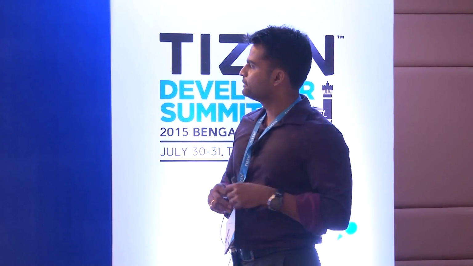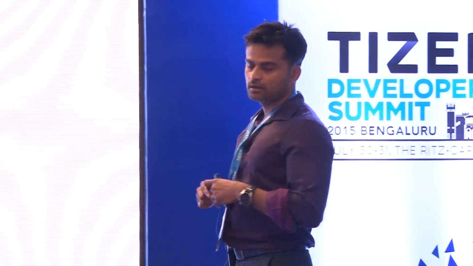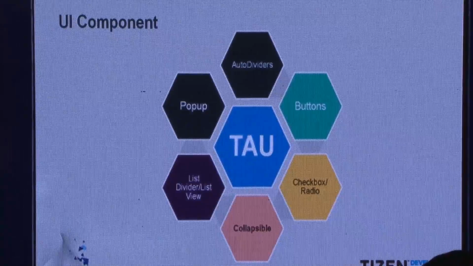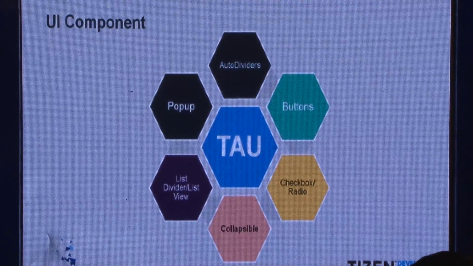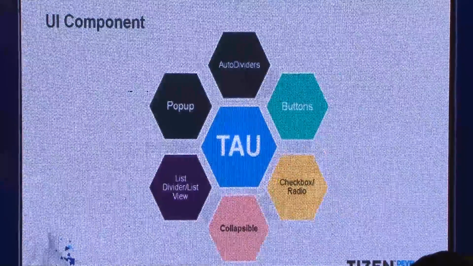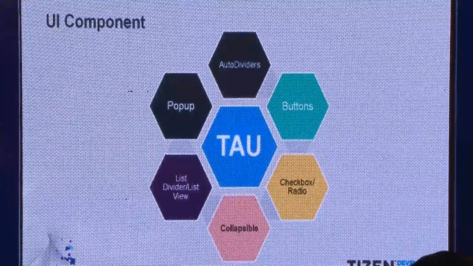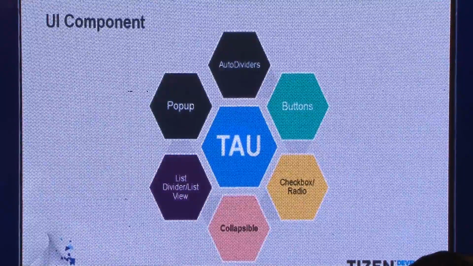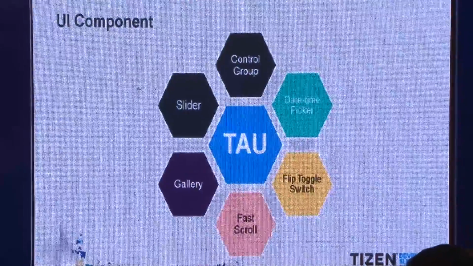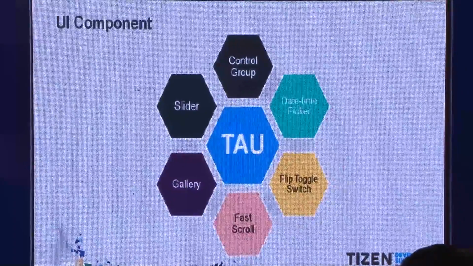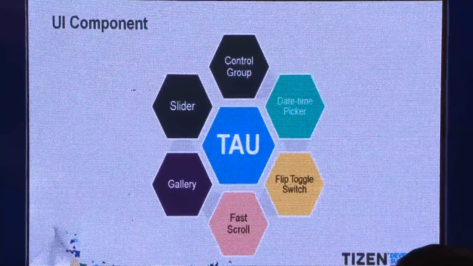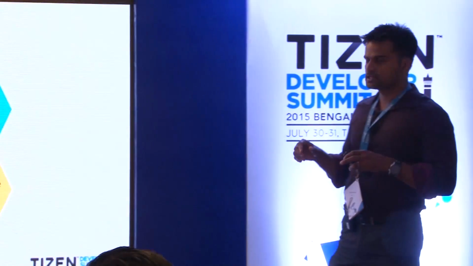As I said, there are multiple UI components available as part of TAU. For example, auto dividers, buttons, checkbox, radio buttons, collapsible list view, divider list view, and pop-up. Creating a pop-up is very easy, we just have to use the component or CSS properties which TAU provides, and you can build an application using that. Next set of components like slider, gallery, fast scroll, flip toggle switch, and datetime picker. Suppose when I click on an input element, I need to launch the native date picker. Using this, it is possible.